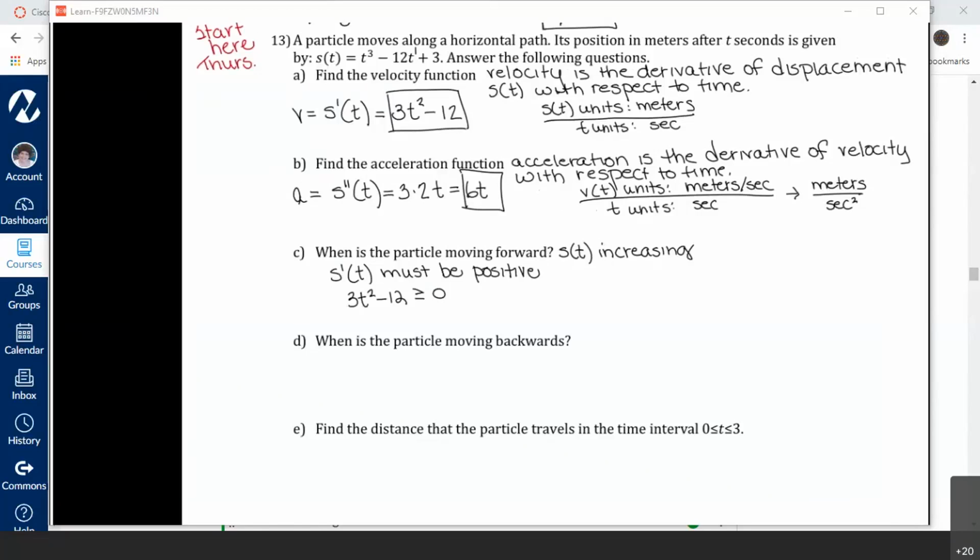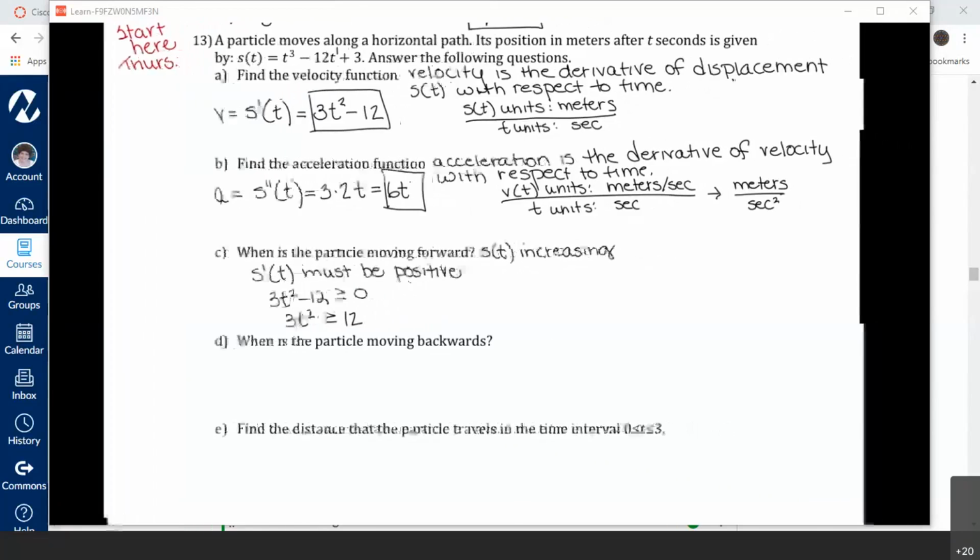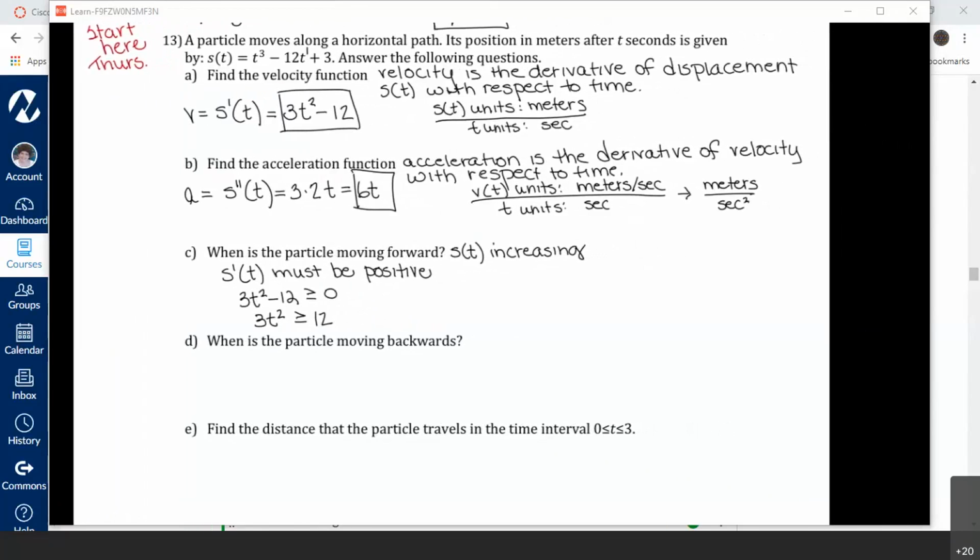Well, how can I do that? I can add 12 to both sides. That'll give me 3t squared is greater than or equal to 12. Okay, I can divide both sides by the 3. 3 is positive, so it doesn't switch any order of the inequality. So that gives me t squared is greater than or equal to 4.